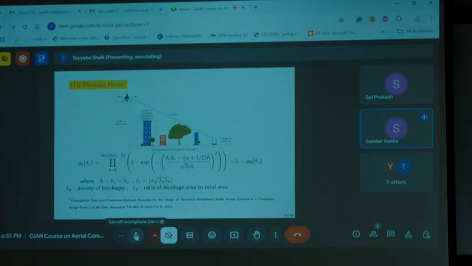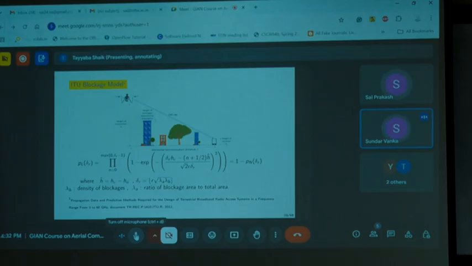Exactly. So what happens is, if all these terms, 1 minus exp of this, are very small, that means exp of this is close to 1. Then, say the numerator is close to 0, which means there is very little chance that it will be line of sight.